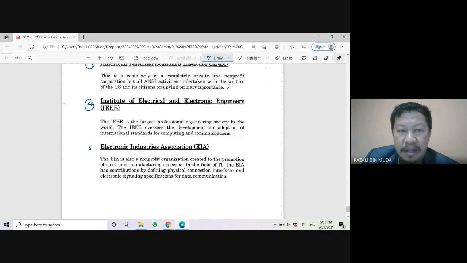Okay, next is IEEE. IEEE pernah dengar kan? You kalau fakulti kejuruteraan elektrik, you pernah dengar lah sepatutnya IEEE.